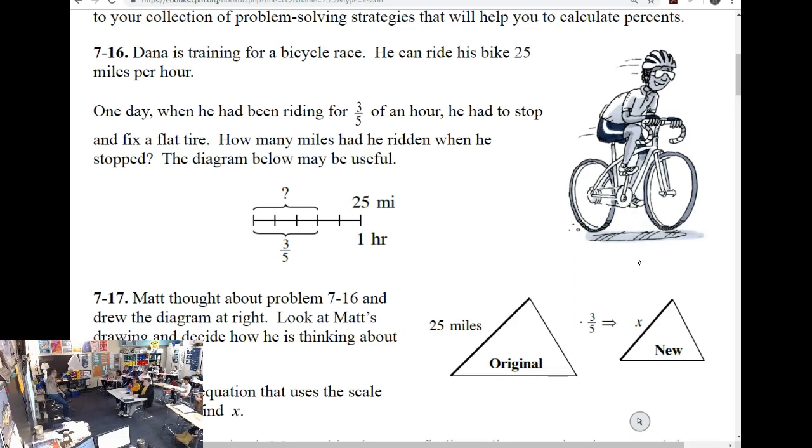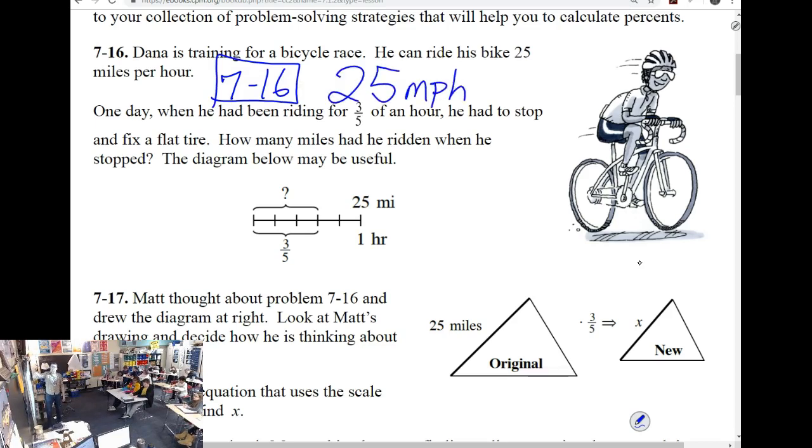But Dana's training for a bike race. Dana can ride at 25 miles per hour. So let's go ahead and put down 716 on your paper. Make sure we know what problem we're working on. And what we know right now is 25 miles per hour. So go ahead and jot that down because they told us that. And we can abbreviate miles per hour in mph. That's what we like to do.